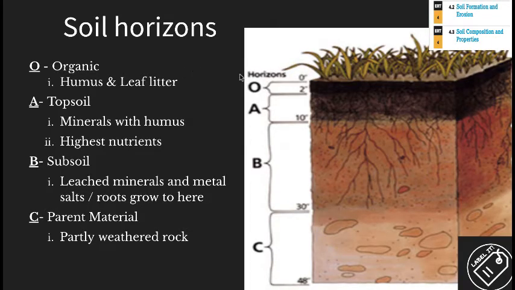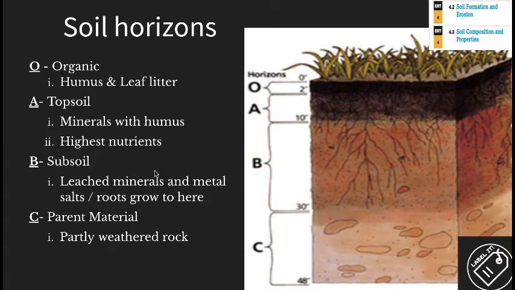Soil horizons, once they're completely set up, they stratify in these layers. 4 main layers: O is our organic layer. This is humus and leaf litter. So this is our really dark, black, rich soil that sits right on top of our topsoil. Topsoil is minerals with the humus. This is where the highest concentration of nutrients are, nitrogen in the soil. That's A, horizon A. Moving further down, horizon B is our subsoil.